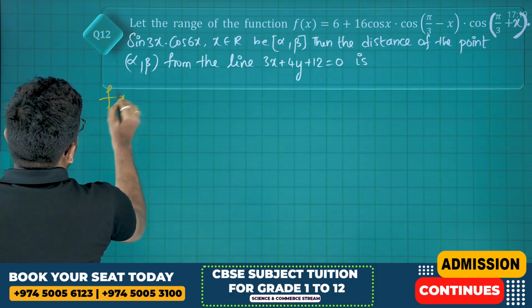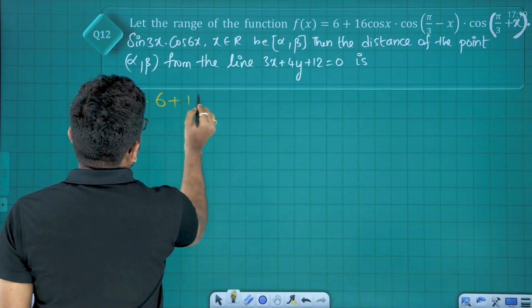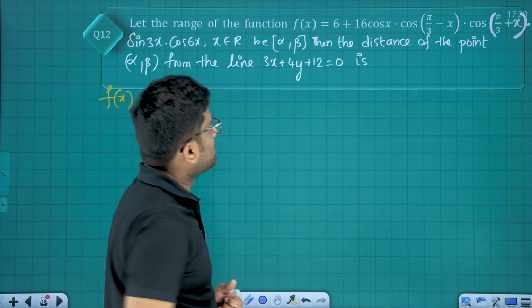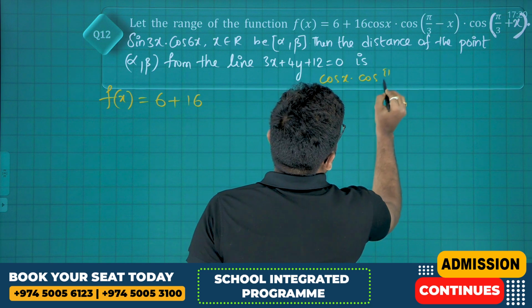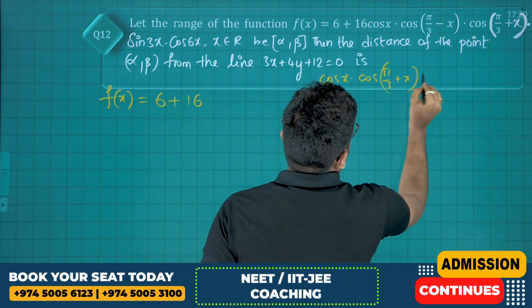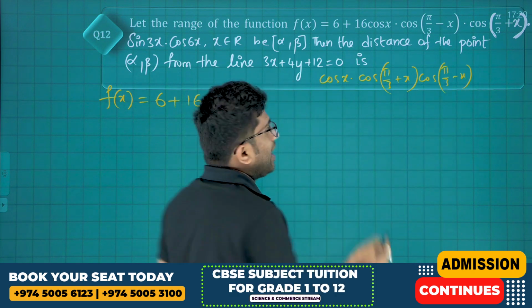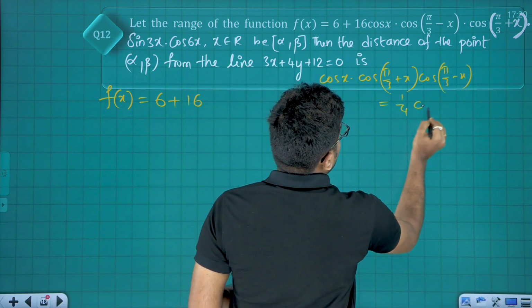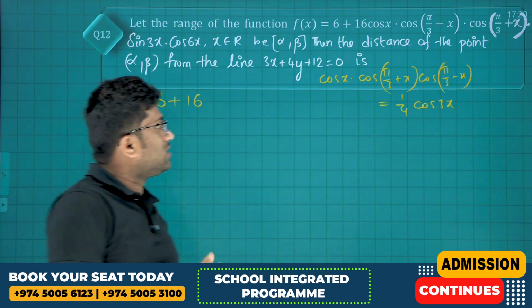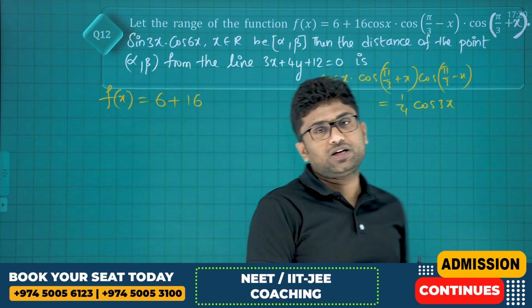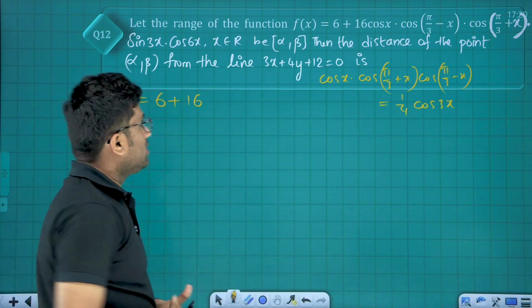f of x is equal to 6 plus 16 times cos x into cos(pi/3 plus x) into cos(pi/3 minus x). We know already this value is nothing but 1 by 4 times cos 3x. In the same way we have the sine rule also: sin x into sin(pi/3 plus x) into sin(pi/3 minus x) is 1 by 4 sin 3x. We have it in terms of tan also. So we use that.